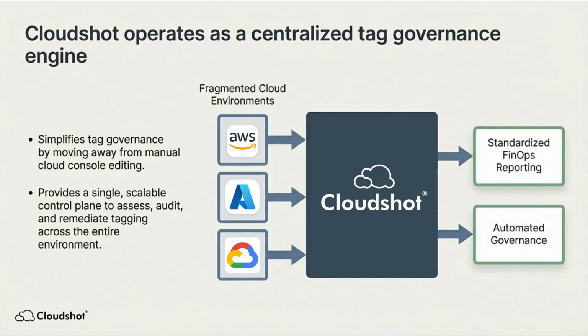And thankfully, there is. This is where we're going to pivot from all that pain and all those problems to the actual solution. We're going to see exactly how a centralized governance tool, in this case Cloudshot, is built from the ground up to solve this massive tagging mess at scale. It's all about turning that chaos back into control.